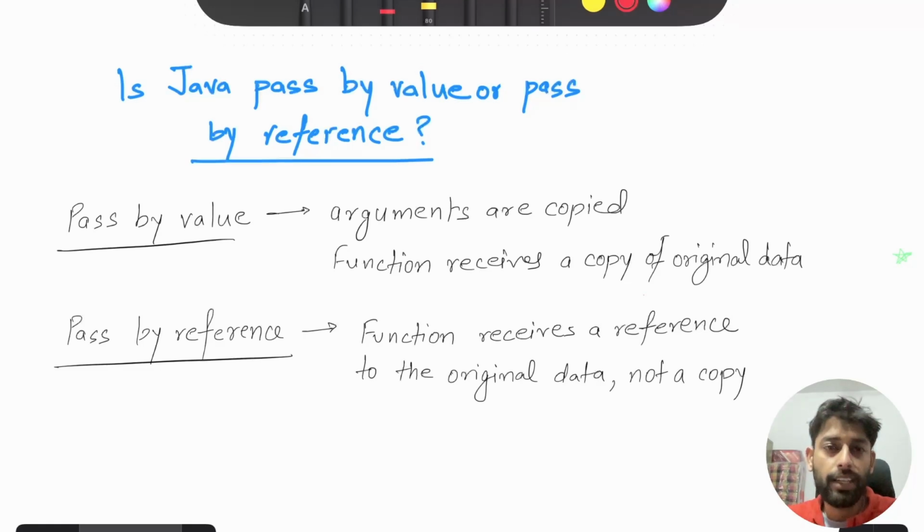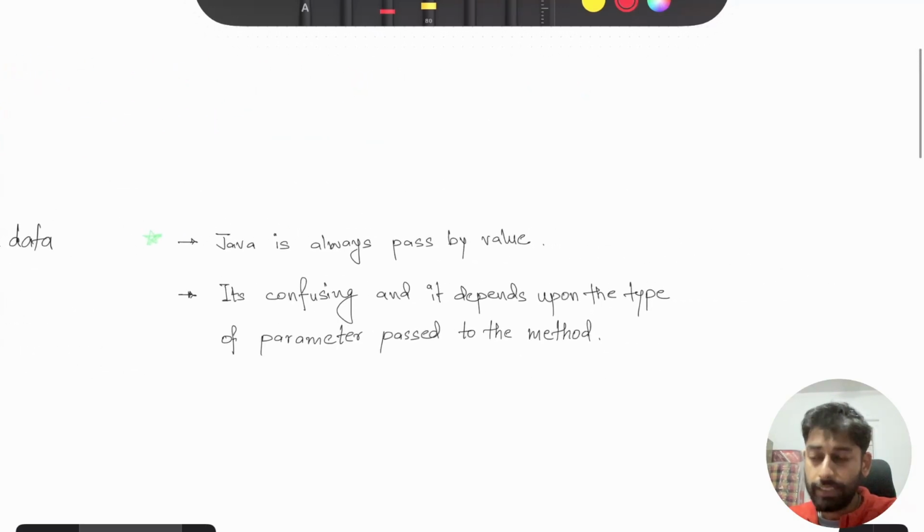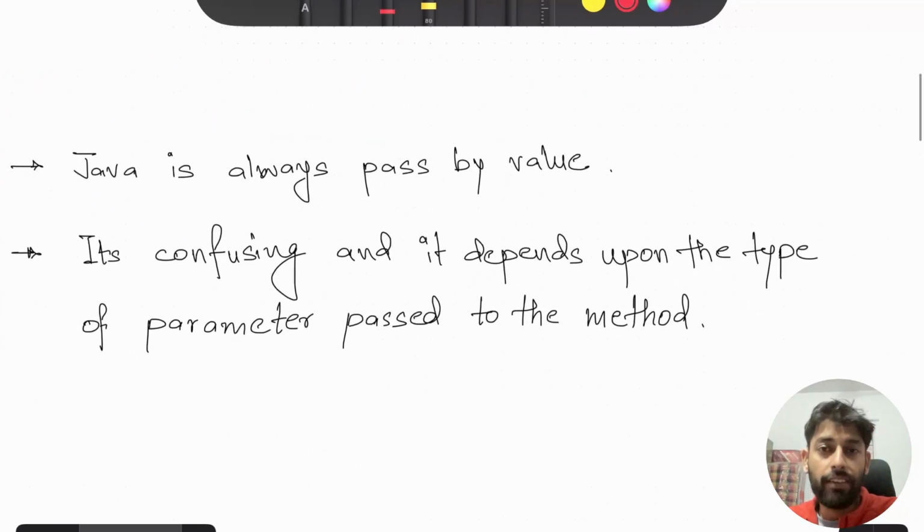Now, since we are clear with the terms pass by value and pass by reference, let's see what Java is. So Java is always pass by value. Java is never pass by reference. Java is always pass by value. But if you have been using Java for some time, you may have noticed that it is not always true.